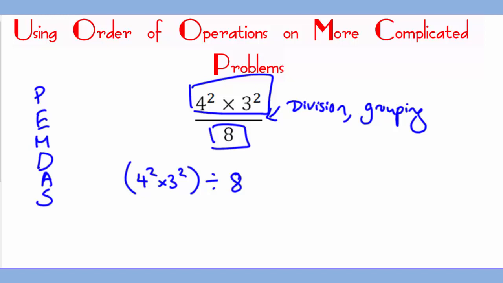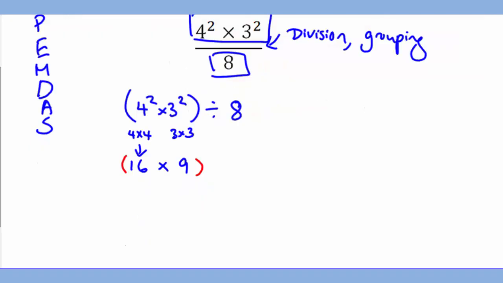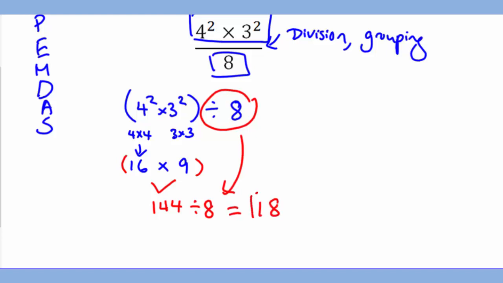So working within the parentheses, 4 squared means 4 times 4, which will give us 16, and 3 squared means 3 times 3, which gives us 9. Since we are still within the parentheses, we will continue operating it, and 16 times 9 will give us 144. Bringing down what hasn't been operated, you have 144 divided by 8, which will bring you 18 as your final answer.